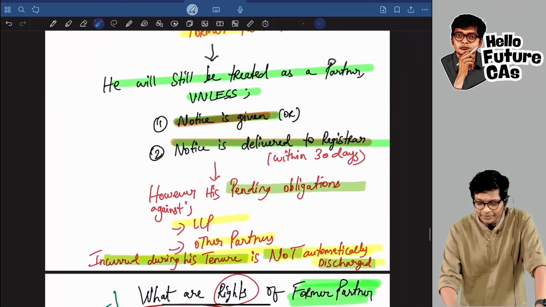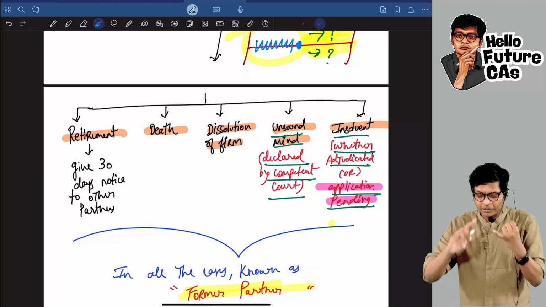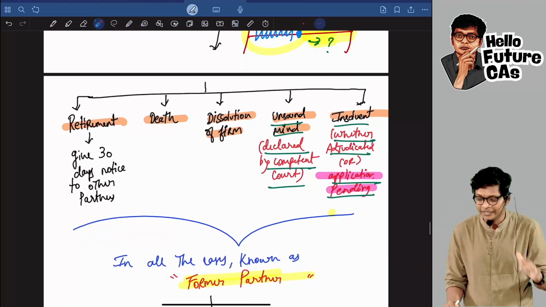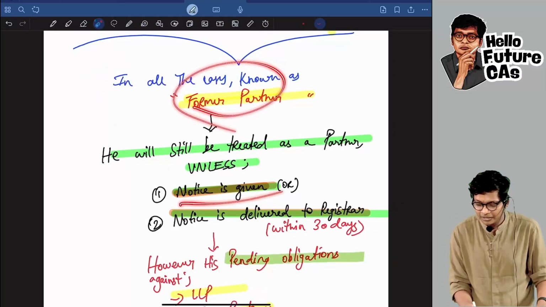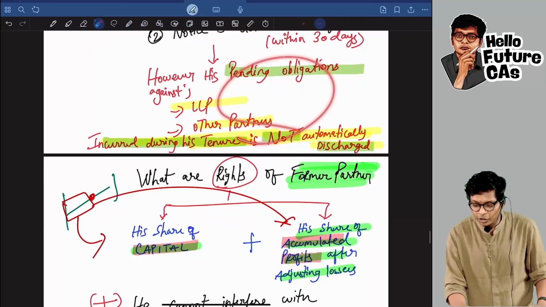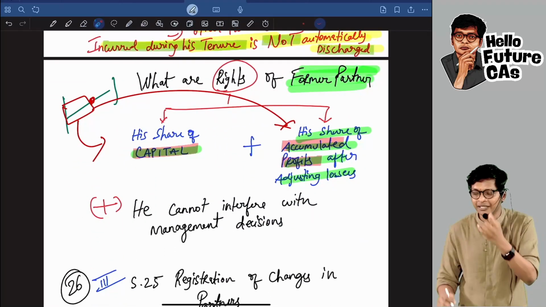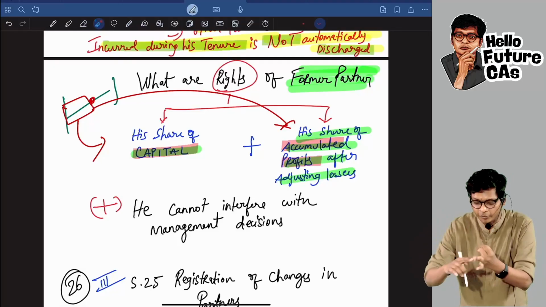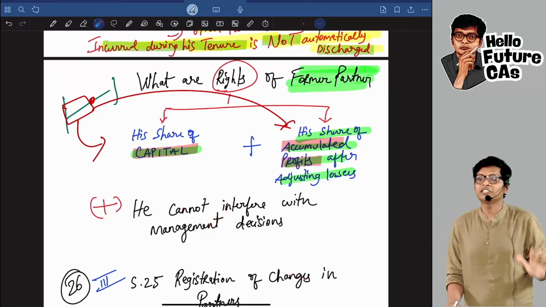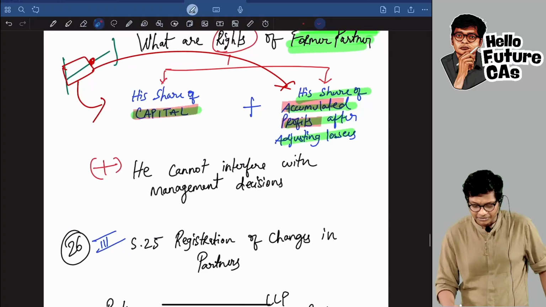Sir, can you summarize once for the exam what is important? Sir, for the exam, the important point is that a former partner comes from retirement, death and these cases, unsound mind. This person is known as a former partner. He has to give notice, file to ROC within 30 days. For all pending obligations, he is still liable. And what are the rights of a former partner? His share of capital, his share of profits, and he cannot interfere with management decisions. That's it. Easy. Are you following, guys? That's it.